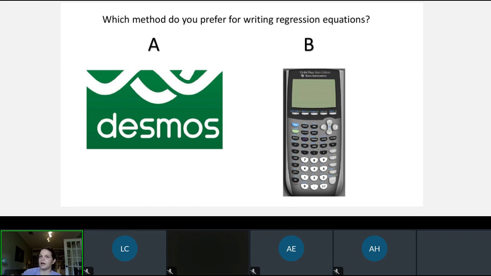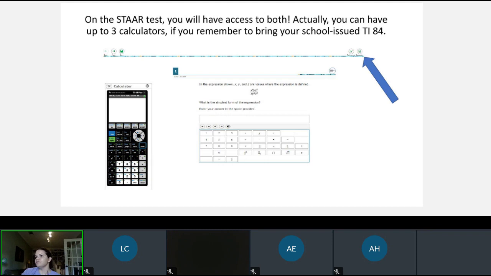But you will have Desmos if you need it. If you prefer to use the calculator, you also have this button on your STAAR test that says calculator, and it pulls up basically this TI-84. So technically you could have three. You could have Desmos, you could have the calculator that's in the actual test, and then your own. You don't need to know how to use all three. Pick your favorite and do that.